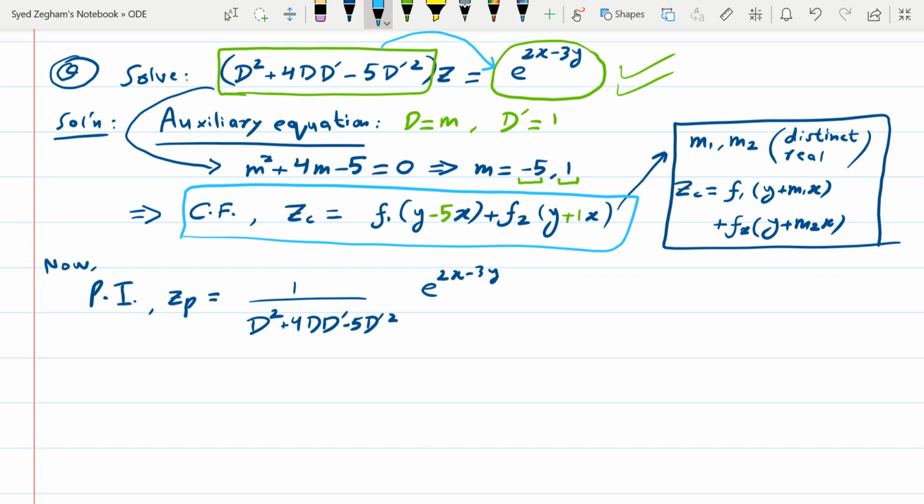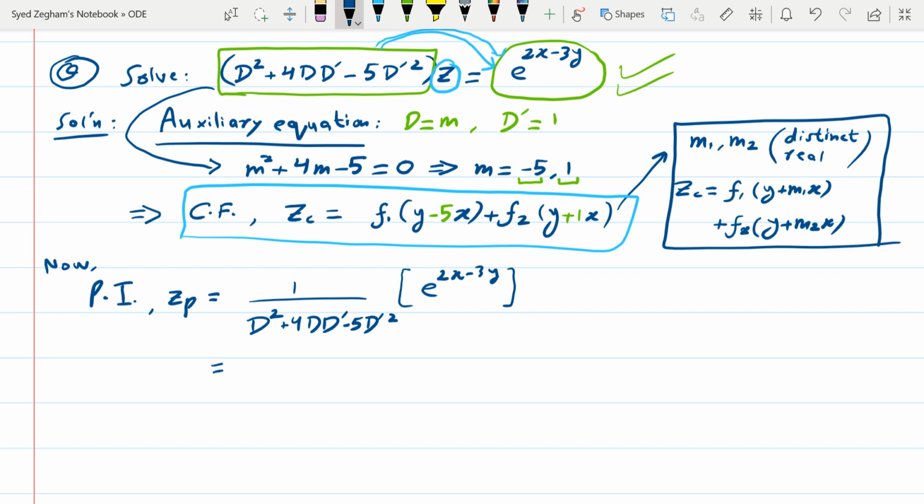So we are trying to find this z by shifting whatever we had inside this bracket to the right side, isn't it? So z will be equal to 1 over d square plus 4d d prime minus 5d prime square operating on the right side, that is e power 2x minus 3y. So that value of z actually will be the particular integral, the zp. Now how to move ahead? What shall we do now?